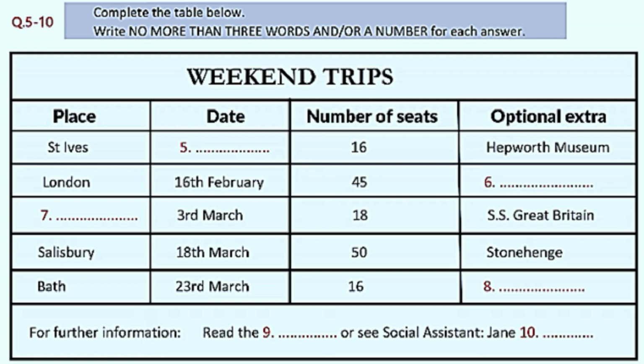Okay. We're going to Salisbury on the 18th of March, and that's always a popular one because the optional extra is Stonehenge. So we're taking the large coach with 50 seats. Oh, good. And then the last one is to Bath on the 23rd of March. Oh, yes. Is Bath the Roman city? Yes, that's right. And that's in the 16-seater minibus. And where's the optional visit? It's to the American Museum. Well worth a visit. Okay, well, that's great. Thanks for all that. My pleasure.